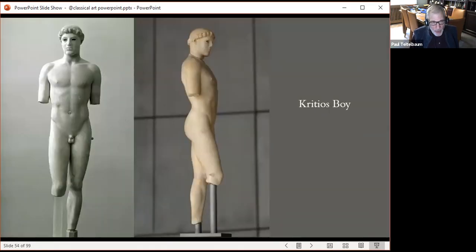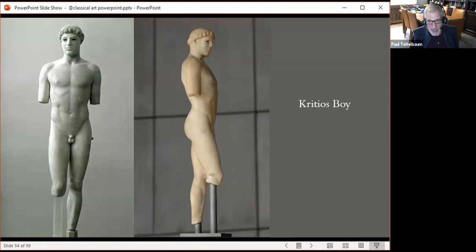Another work by Kritios is known as the Kritios Boy, found in the rubble on the Acropolis. They found the body first and the head 10 years later, and it took another 10 years for them to figure out that they belonged together. And then maybe more than that to figure out that it was by Kritios.